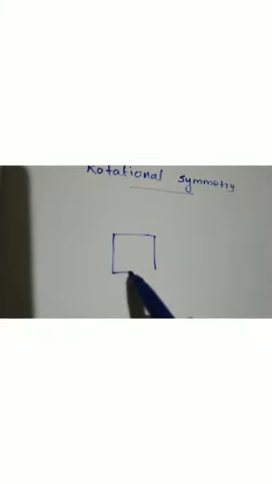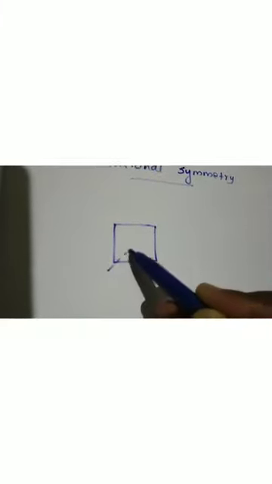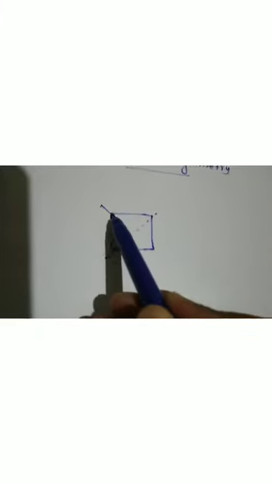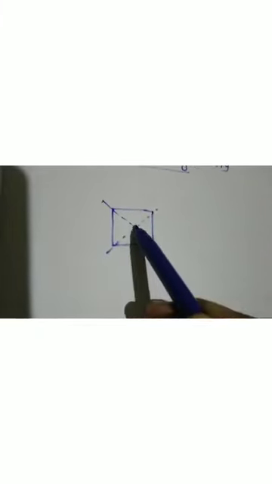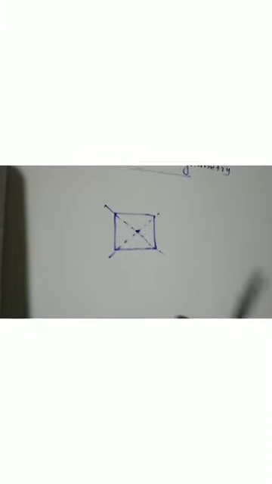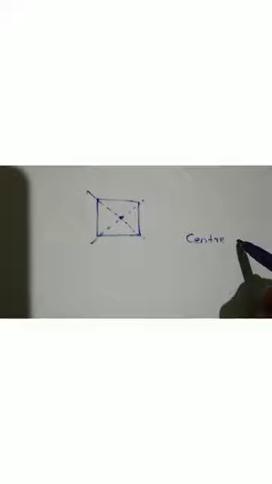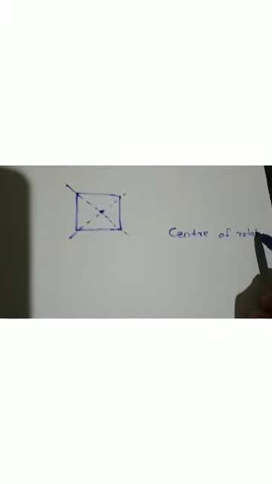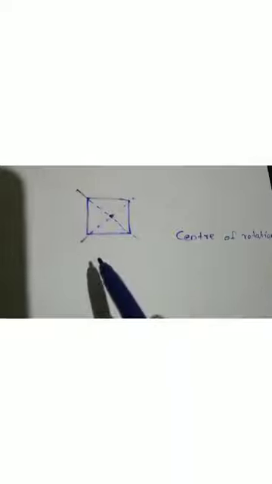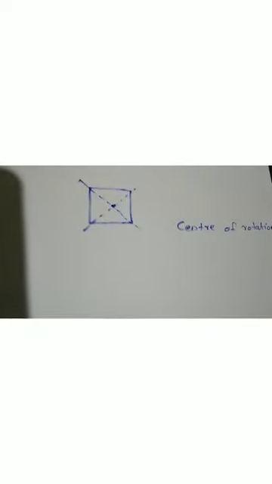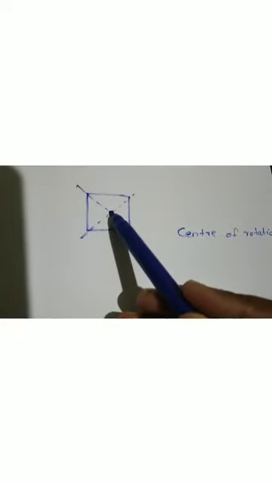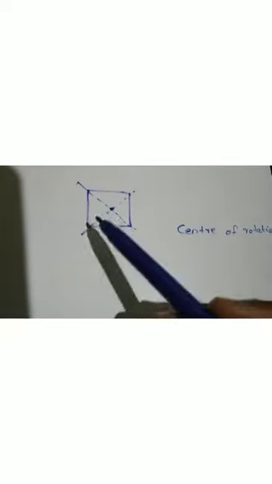Then for a square, we can draw here and here. This is the intersecting point of this square. So that is known as the center of rotation. Center of rotation. Clear? So we can say, where is the center of rotation of a square? The intersecting point of diagonals.